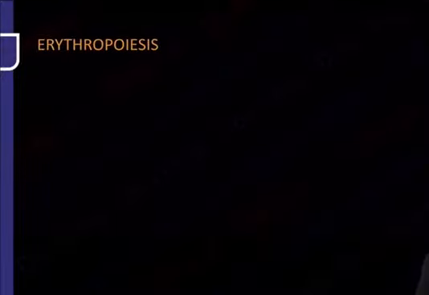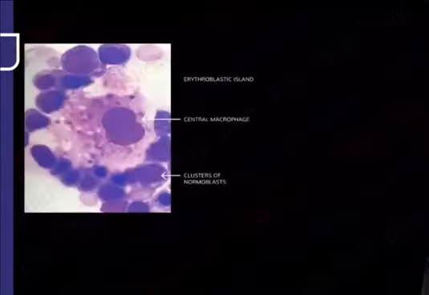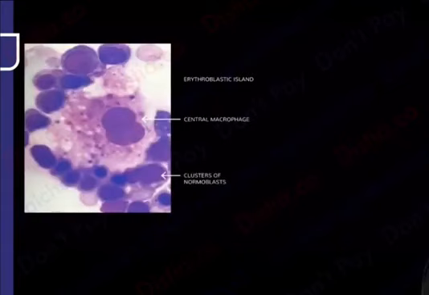RBCs. We are going to begin with RBCs, and the first thing that we start off with is erythropoiesis. Erythropoiesis refers to red blood cell production. Now we are first going to see a picture of this so that you know what exactly in the bone marrow I am talking about.